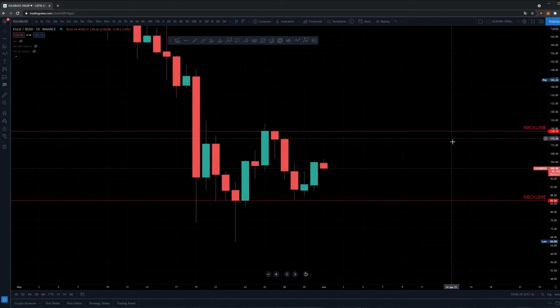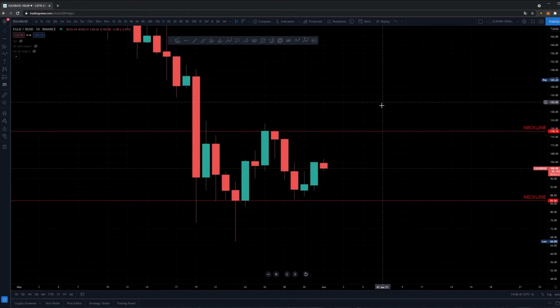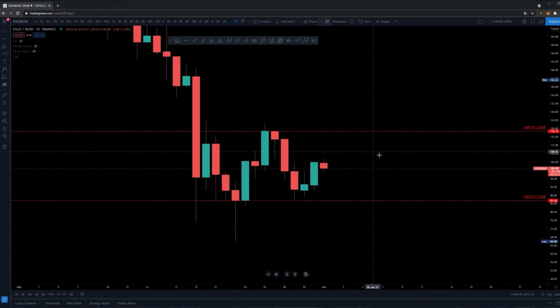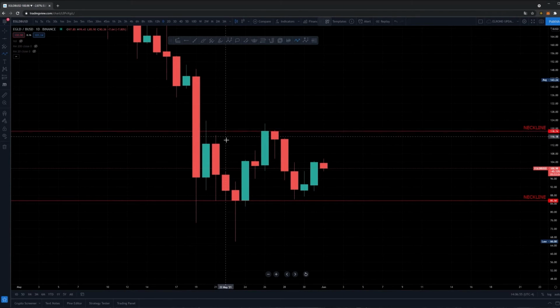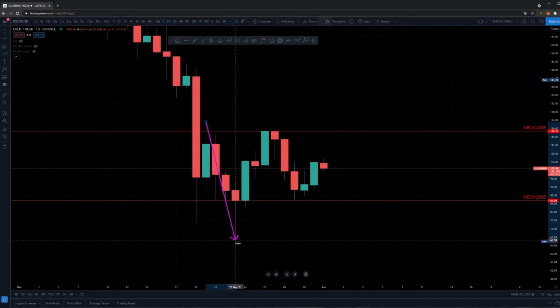Okay, we're gonna go over technical analysis for Elrond. The first thing I want to show you is to figure out from where a breakout or a breakdown can happen, and this is very important for you, for swing traders especially. Okay, we have this W right here.